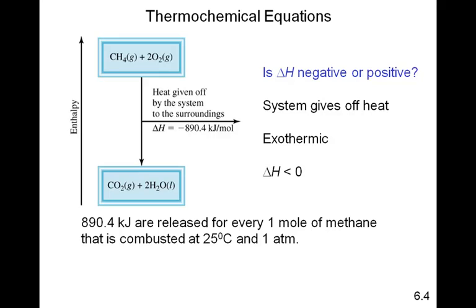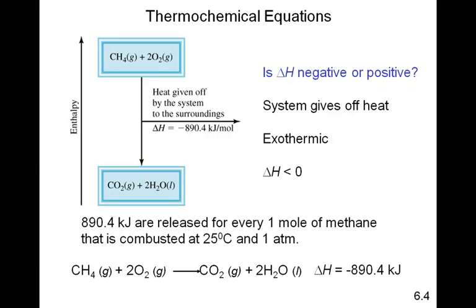We can rewrite that statement in a shorthand method, the thermochemical equation, which shows us the balanced chemical equation plus the delta H of the process. And of course, it is saying exactly what these words are saying here, that for every 1 mole of CH4 that reacts, 890.4 kilojoules of energy are released. And this is also true for every 2 moles of oxygen that react.